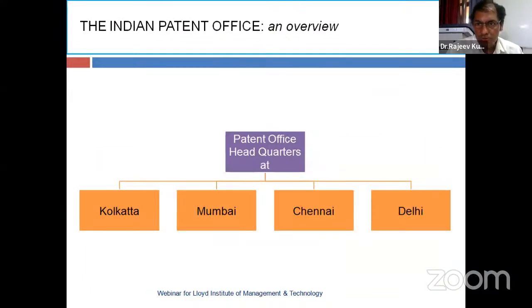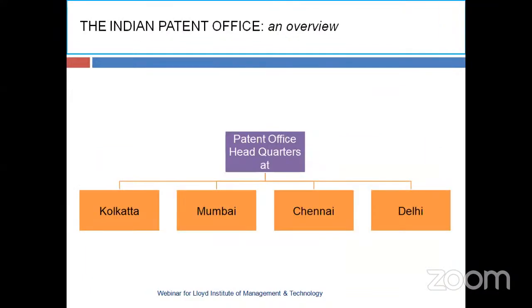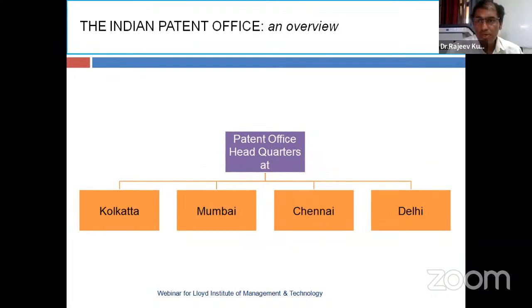So I was talking about the jurisdictions. I think Amrish might also have told you about them. The entire India falls into 4 jurisdictions: Kolkata, Mumbai, Chennai, and Delhi. We are part of the Delhi jurisdiction, because Haryana, Punjab, Himachal, and Jammu and Kashmir all file and prosecute their applications at the Delhi jurisdiction.